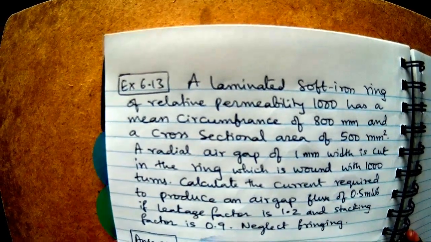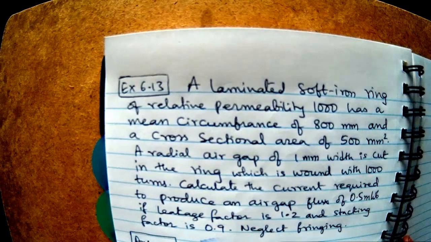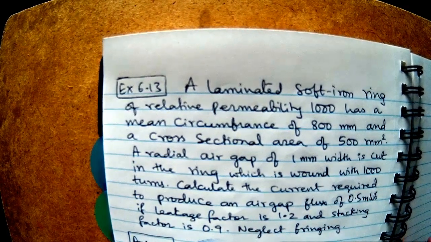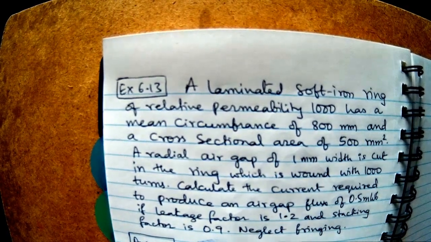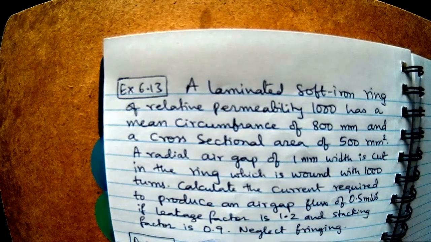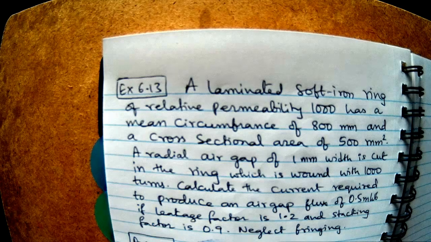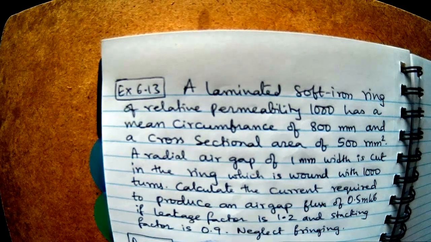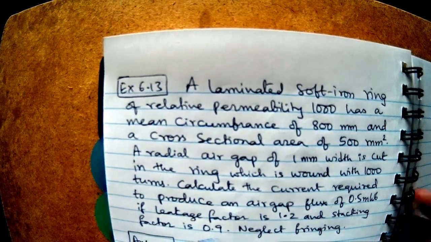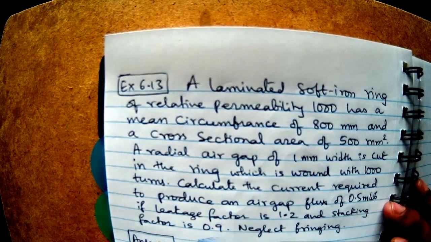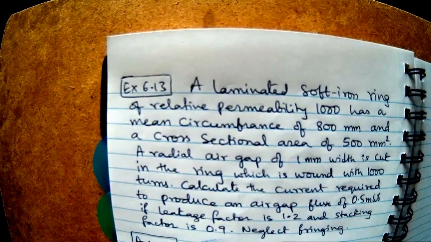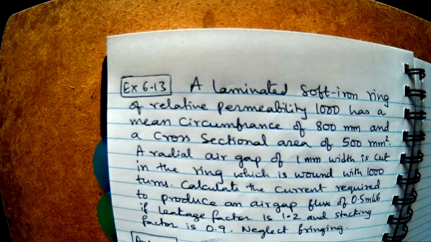Hello everyone. So let's solve some problems on magnetic circuits, and this is the one which I have chosen as the first problem that we'll solve. This is example 6.13 from a textbook called Electrical Technology Volume 1 by B.L. Theraja and A.K. Theraja. So let's begin our understanding of this problem. So we'll go by reading the question first.